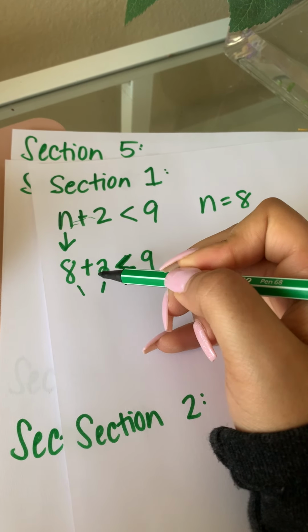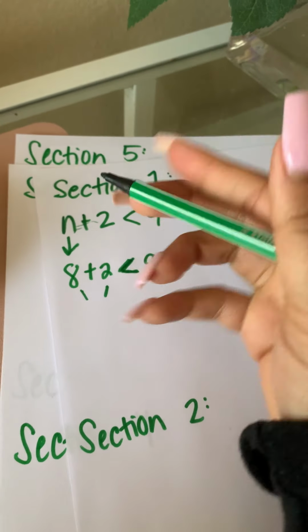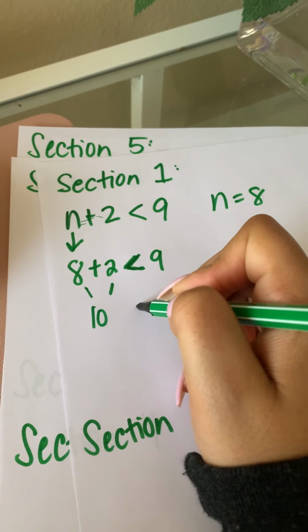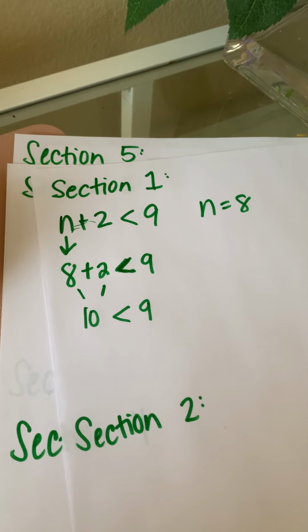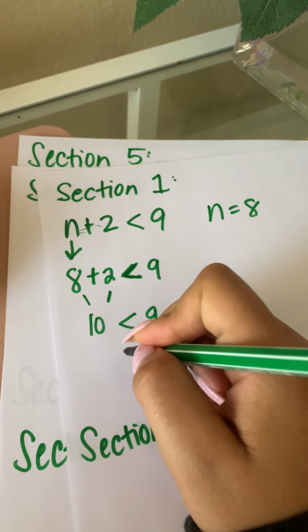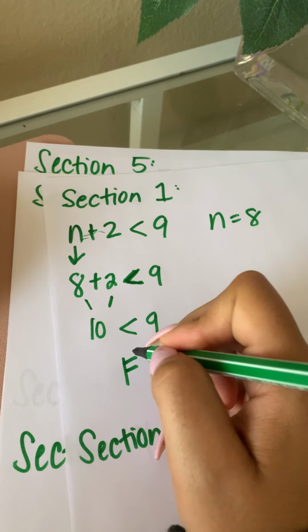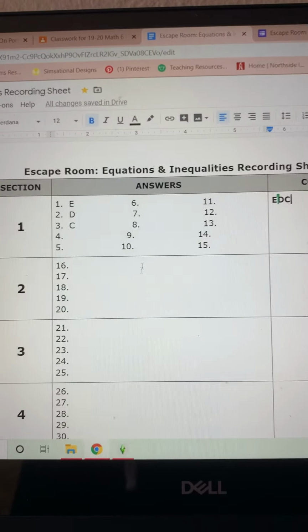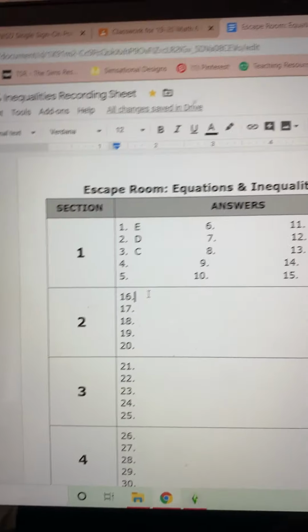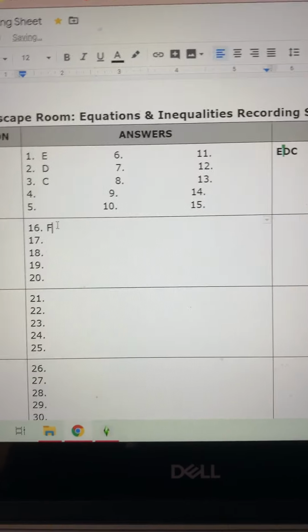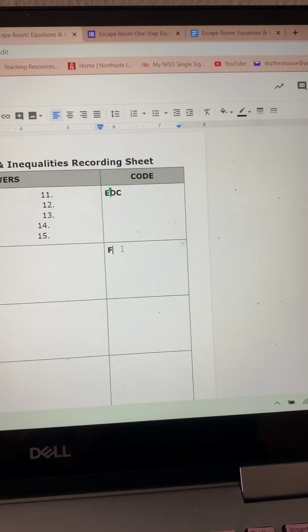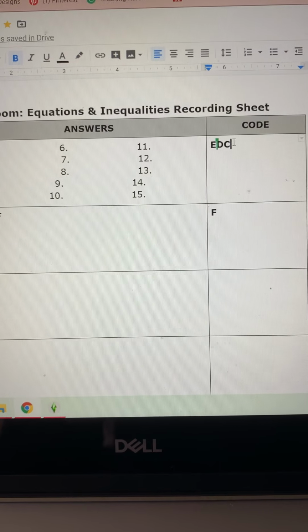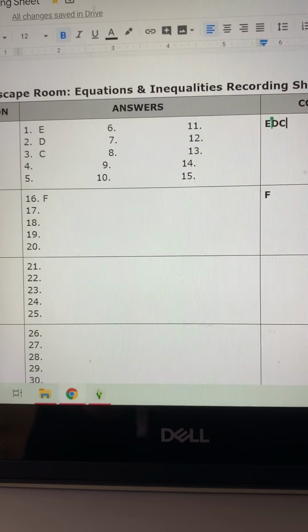I have an 8 plus 2. Well, that's 8, 9, 10. So that'll be 10 is less than 9. Well, is 10 actually less than 9? No, it's not. So then that is going to be false. That is a false statement. So what that means for us is that when we go to number 2, our first letter is going to be F. That means the first letter of our code is also going to be F. All right, and that's just how you do that one.